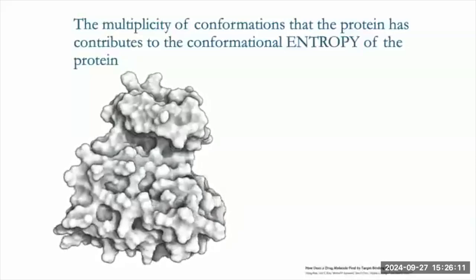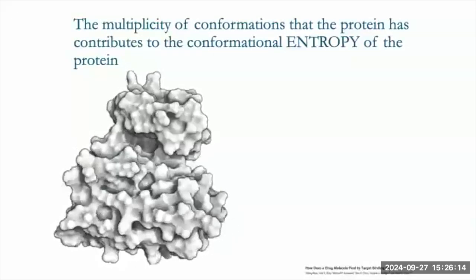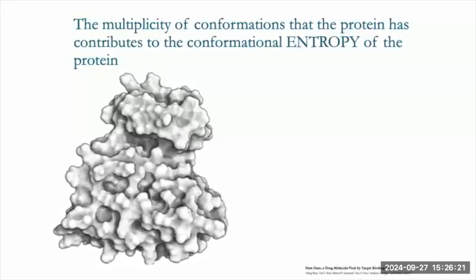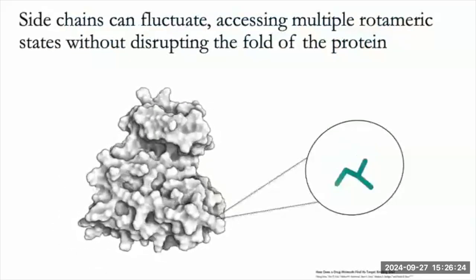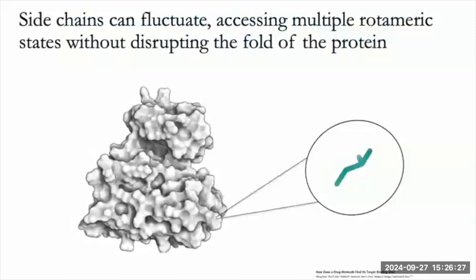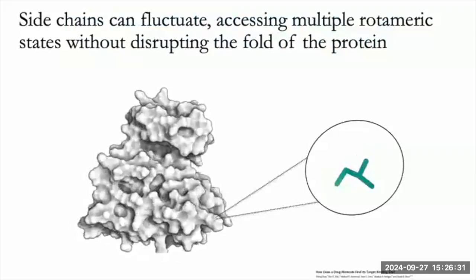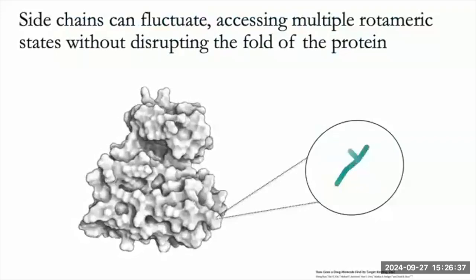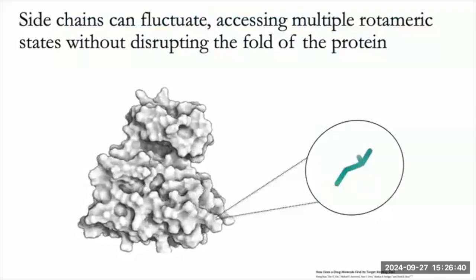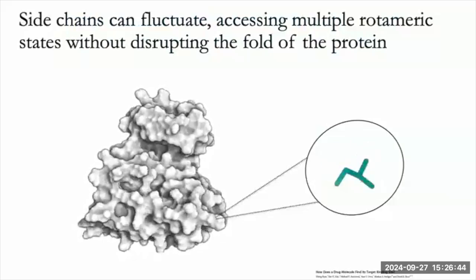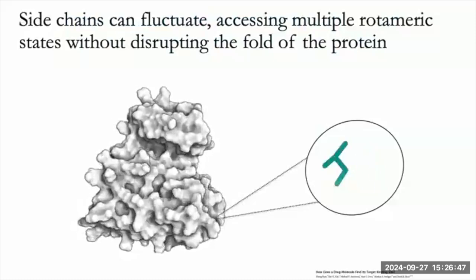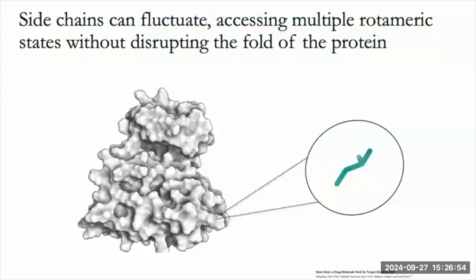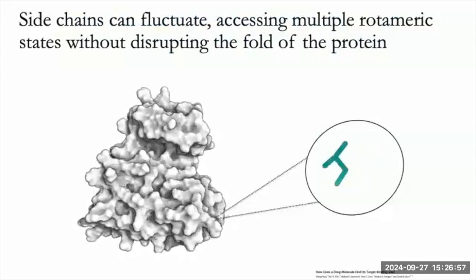The multiplicity of the conformations that proteins have contributes to the conformational entropy of the protein. What work leading from NMR has shown us is that side chains accessing multiple different rotameric states, or fluctuating within their rotameric states, are really where this conformational entropy is sitting. It's much less in the backbone or large conformations. And when we think about this from a statistical mechanics perspective, if you can create all of these different states by just these small fluctuations, that's where the majority of the enumeration of states is going to come from. It's not going to be a major conformational change of the protein.